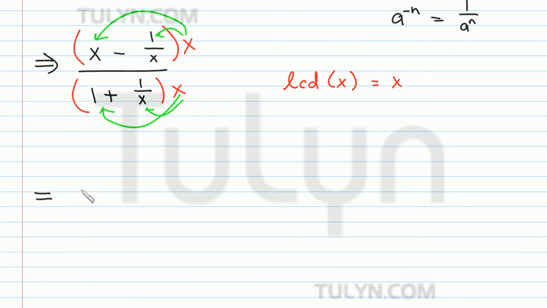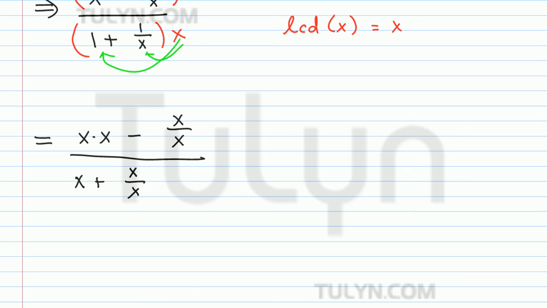So x times x is the first term, minus x over x, and then x times 1 is just x, plus x over x. So I just multiplied the x into each term, and now I want to simplify. So x times x is just x squared, and then x over x just simplifies to 1. And then in the denominator we get x plus x over x, which is again 1.